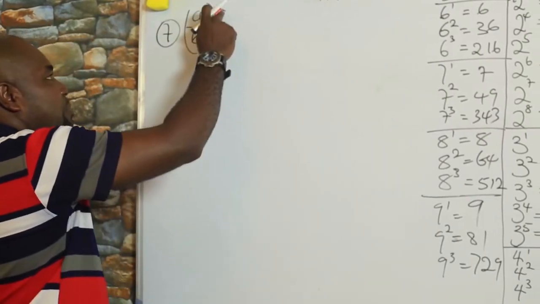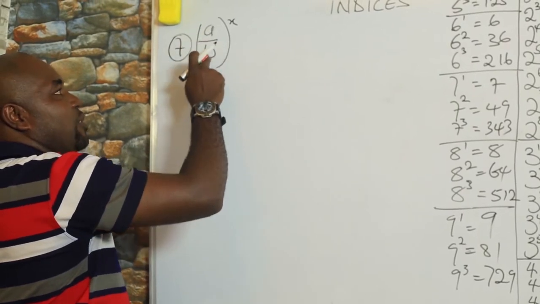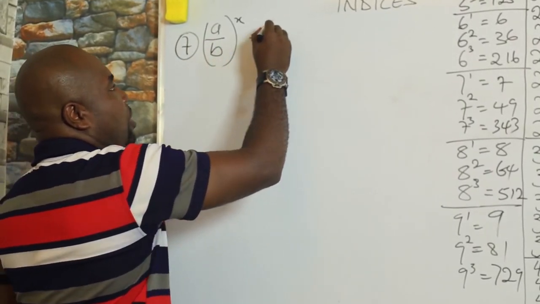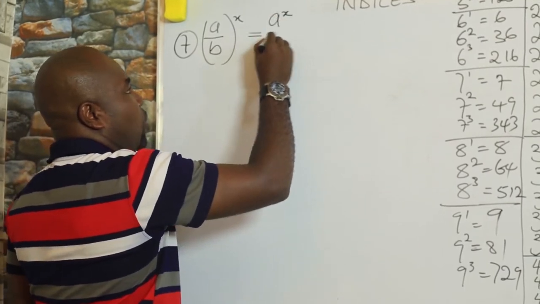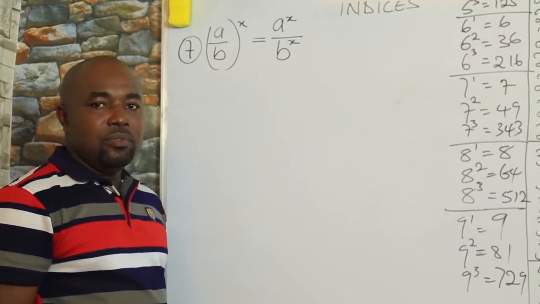Now, the exponent here, or the index, or the power, affects A. It also affects B. Therefore, this is equal to A raised to power X all over B raised to power X.